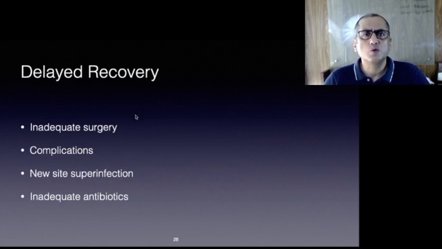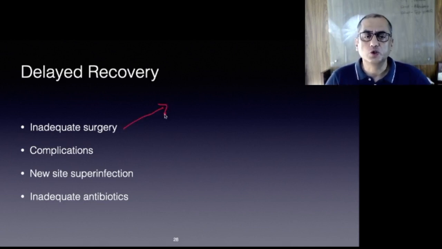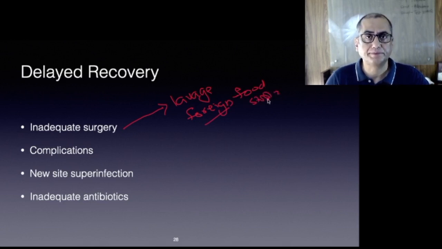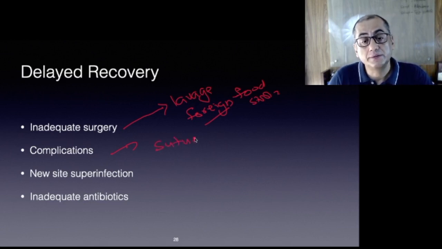If no obvious improvement in the patient's condition occurs within 2 to 3 days, a review of whether the initial operative procedure was inadequate or complications have occurred should be undertaken. So inadequate surgery could be inadequate removal, you haven't performed a very good lavage, you've left some foreign material inside, like food material, stools, whatsoever. Complications could be, if you've sutured a bowel and it has leaked, so a bowel has leaked.